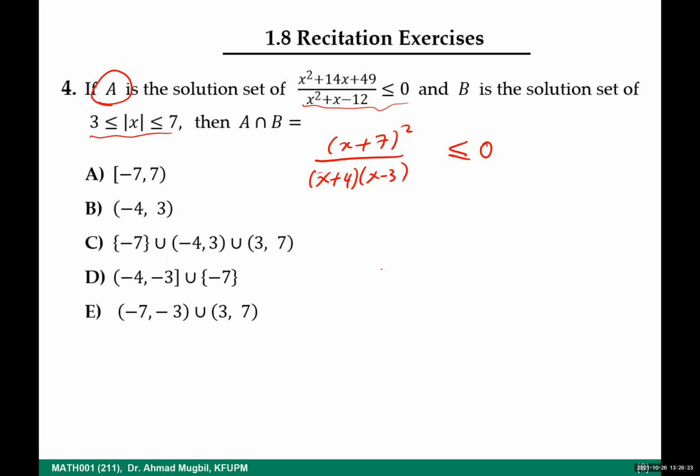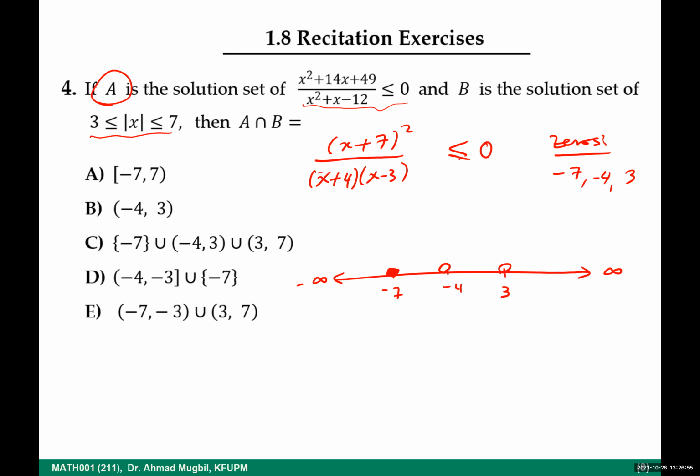So what are the zeros? Negative 7. Write them here down. The zeros of these factors are negative 7, negative 4, and positive 3. Write them here in order. We will start with negative 7, then negative 4, then 3. Which one is closed? Negative 7. These are open. They are in the denominator. And why is negative 7 closed? Because here we have or equal.